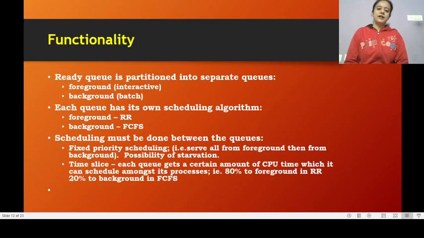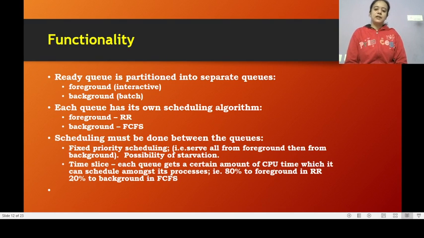How it functions: the ready queue is partitioned into separate queues like foreground, interactive, and background jobs, which will be processed in batch. Each queue has its own scheduling algorithm. Foreground may have round robin, background may have first come first serve CPU scheduling. Scheduling must be done between the queues, using fixed priority scheduling: serve all from foreground, then from background. There is a possibility of starvation.